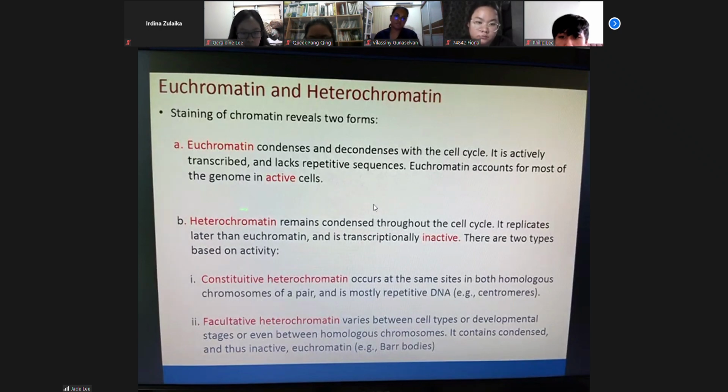So heterochromatin ada dua activities, which is constitutive heterochromatin, and satu lagi facultative. Apa tu constitutive is that it occurs at the same site of both homologous chromosomes of a pair, and it's mostly repetitive DNA. Whereby facultative varies between the cell type or developmental stages, or even between the homologous chromosomes. So it contains condensed, inactive euchromatin. So like, for example, bar body dalam sel kita. Okay? Dalam female punya sel lah.